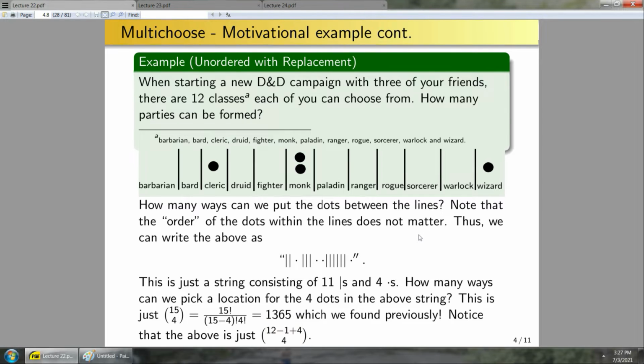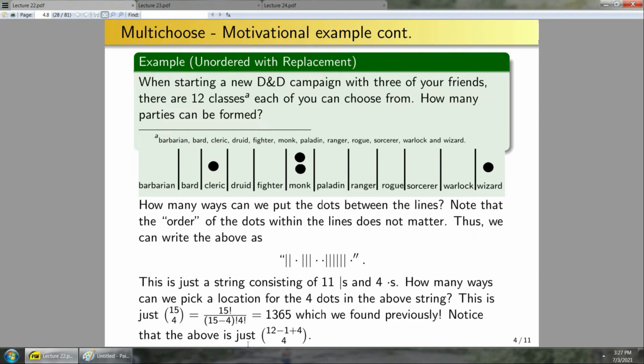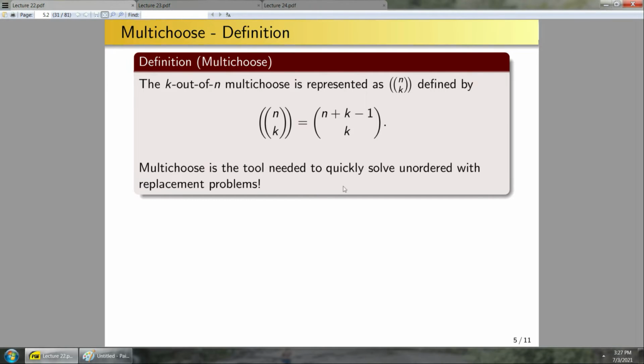So let's give a definition. The k out of n multi-choose is going to be represented by these double bars here, n choose k double bars. So we're going to define this by n plus k minus 1 choose k. So this is exactly what I did over here in the case where n is 12 and k is 4. So that's where the motivation for this definition is coming from. And here, multi-choose is the tool needed to quickly solve unordered with replacement problems.